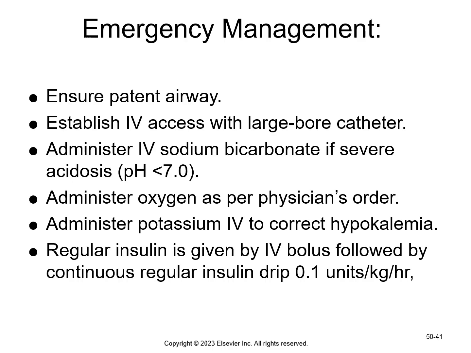So emergency management in any coma patient is to make sure of a patent airway, establish IV access, administer IV sodium bicarbonate if there is severe acidosis, administer oxygen, replace electrolytes, especially to treat hypokalemia, and then regular insulin is given as a drip. So the only insulin which is given IV is regular insulin. And usually we go with the drip rate of 0.1 units per kilogram per hour. So it's given as a continuous infusion.